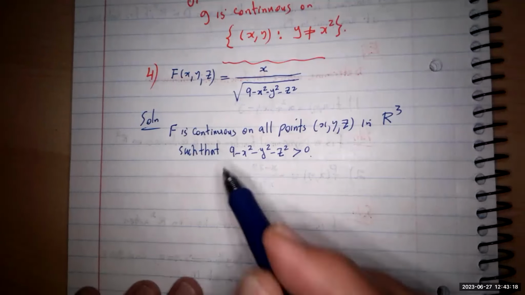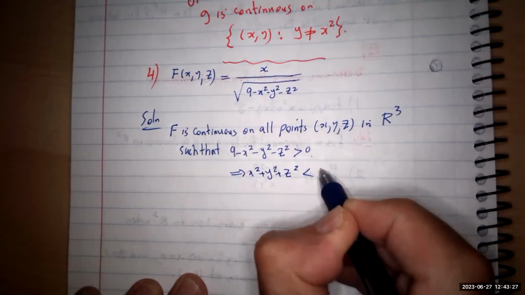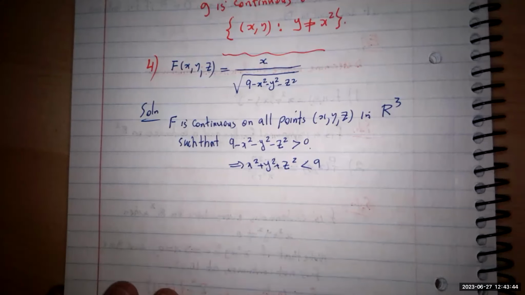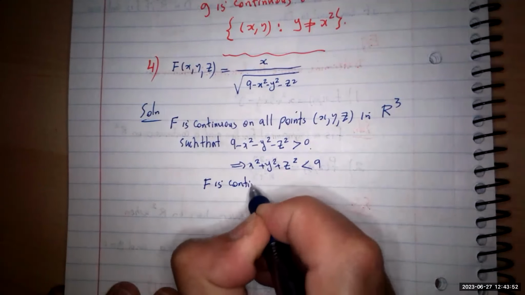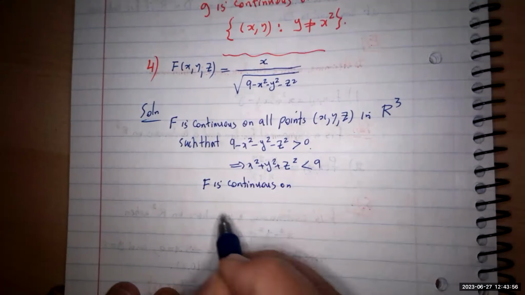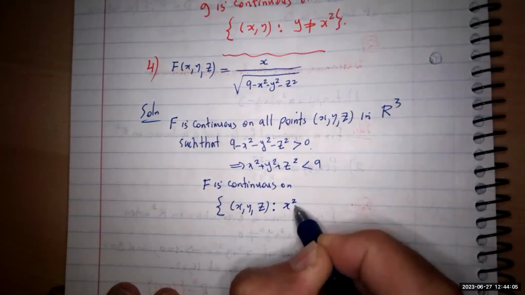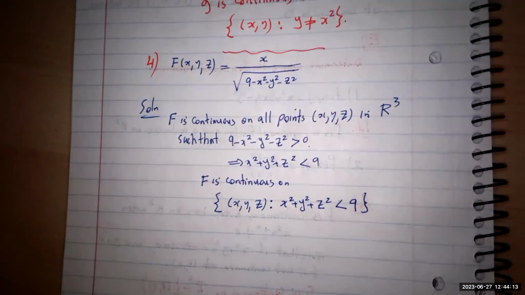So we can move this one to the other side to see it. It's going to be x squared plus y squared plus z squared, which is less than 9. So you can write that down in there. This is x squared plus y squared plus z squared equal to 9, a sphere. So it's going to be points inside the sphere. Or write it down in set notation. F is going to be continuous on the collection of points x, y, z with the condition that x squared plus y squared plus z squared is less than 9.